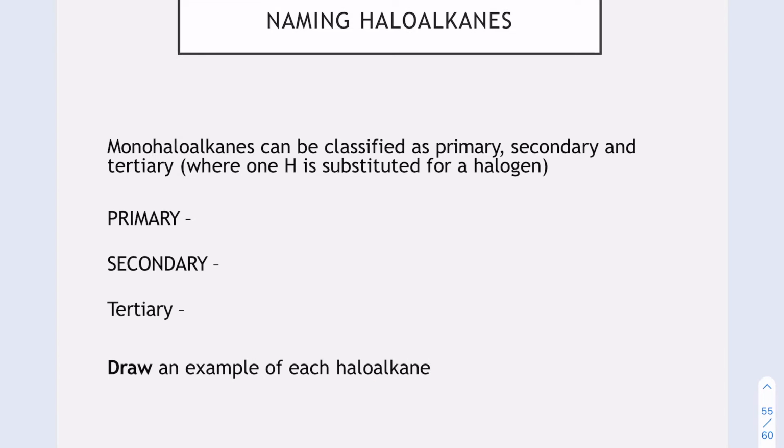We can have different types of haloalkanes: primary, secondary and tertiary. A primary is when just one hydrogen has been substituted, so here for chlorine. A secondary is when you have 2 substituted for a halogen. And then tertiary is when you have at least 3 substituted with a halogen, as I've shown in these examples here.